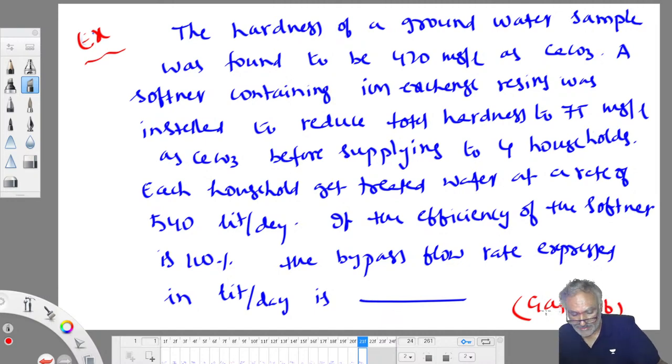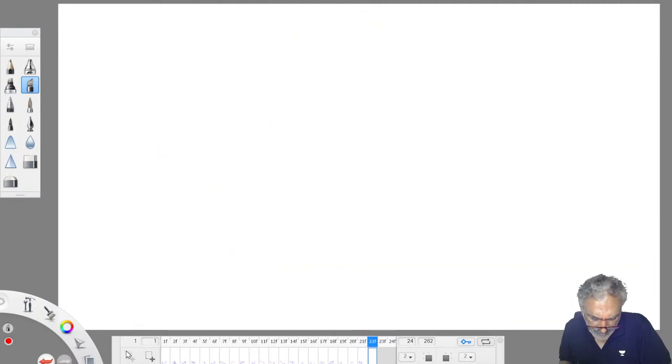So what is given to you is, this is the ion exchanger.